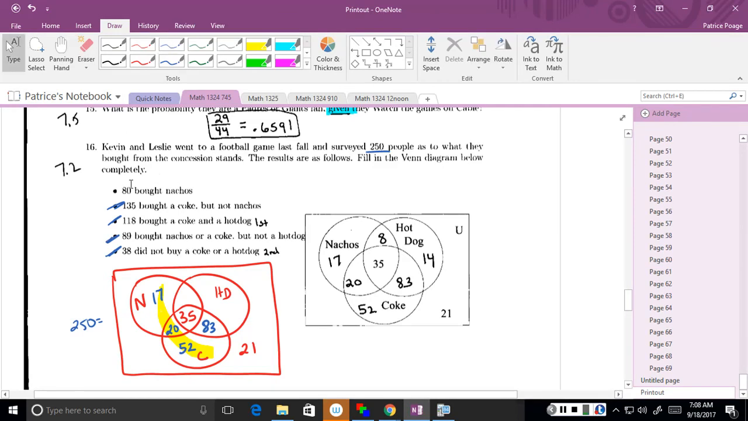And then back to the 80 bought nachos, the nacho circle should add up to 80. Right now I could do 80 minus all those numbers, and I'll get 8. And then the missing number are those who bought hot dogs only. So 250 minus all these numbers gives me 14 that bought hot dogs only.